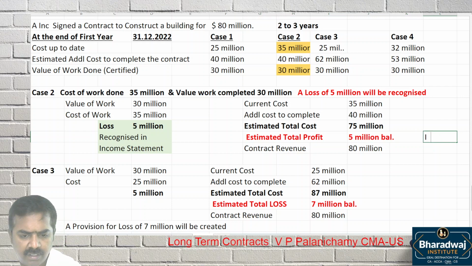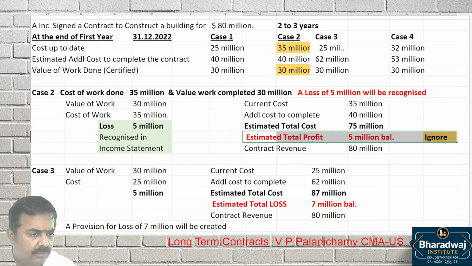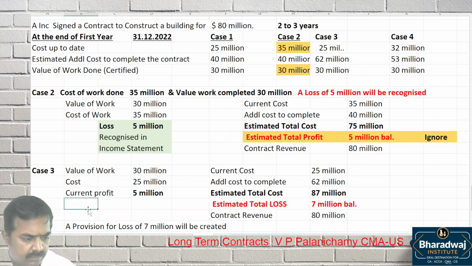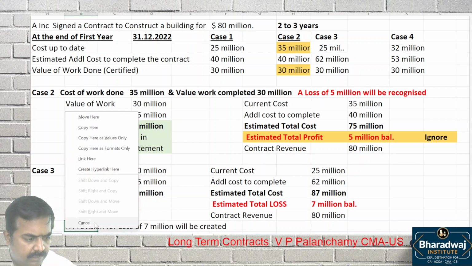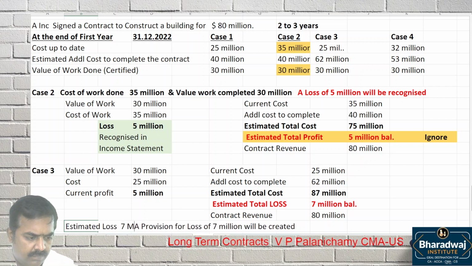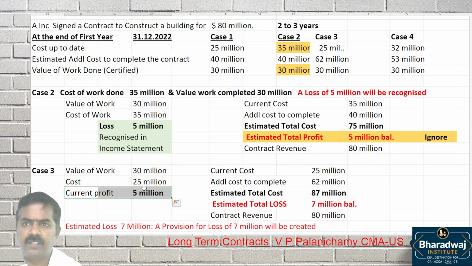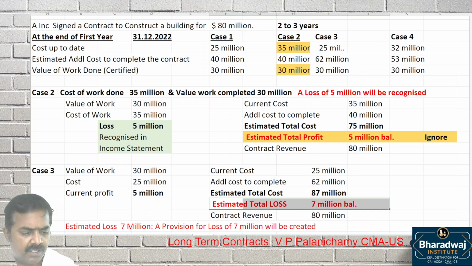Profit, ignore. Case 3, current period there may be a profit. But on the completion, we expect a loss of 7 million.